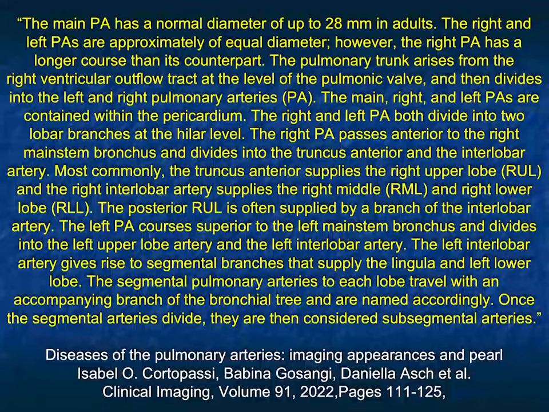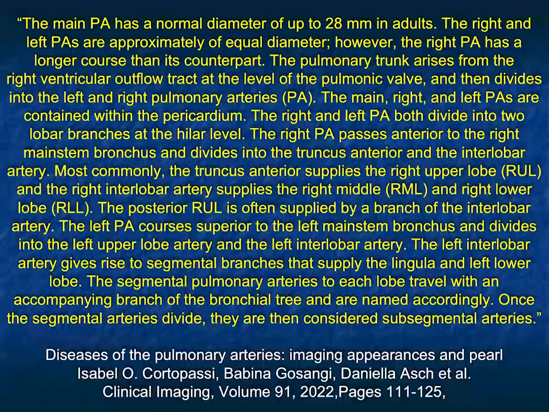Right and left PA divided into 2 lobar branches at the hilar level. The right PA passes anterior to the right mainstem bronchus and divides into the truncus anterior and the interlobar artery. And we talk about these branching. Left PA courses superior to the left mainstem bronchus and divides into the left upper lobe artery and left interlobar artery. Now, it's important to understand the branching, and I won't go into it in any more detail, but the times you really need to think about that is when you're following the pulmonary arteries and looking for the presence of pulmonary emboli.